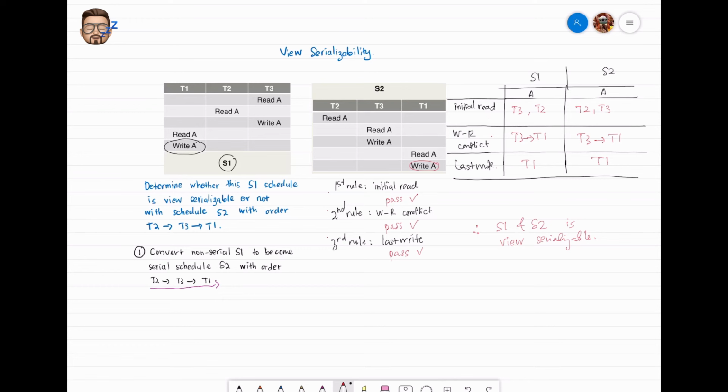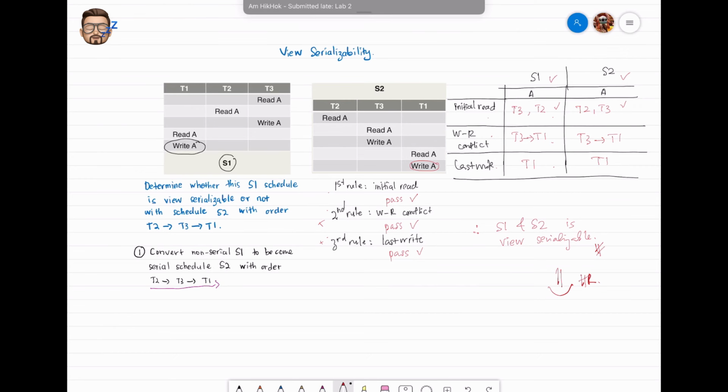Let's say after you have done the first rule, the initial read values for S1 and S2 are not the same. Then we know that the first rule is not passed, so it doesn't need to test for the second and third rule. But if you pass the first one, check the second one. If you pass the second one, check the third one. If you stop in the middle, then we know that S1 and S2 are not view serializable. However, in this example, all of the values for initial read, write-read conflict, and last write are the same for S1 and S2. So we can conclude S1 and S2 are view serializable.